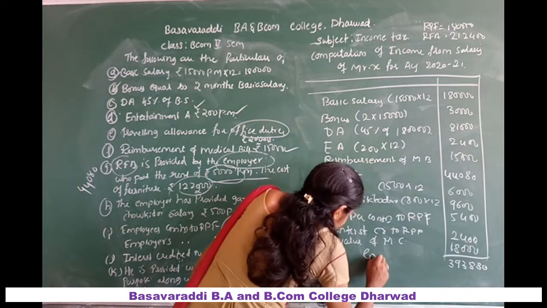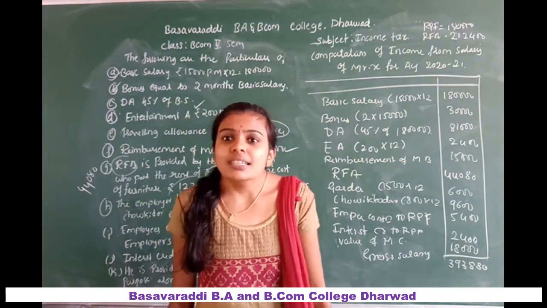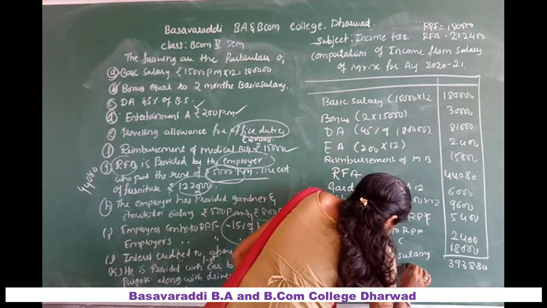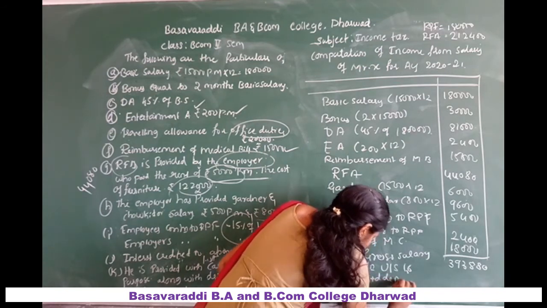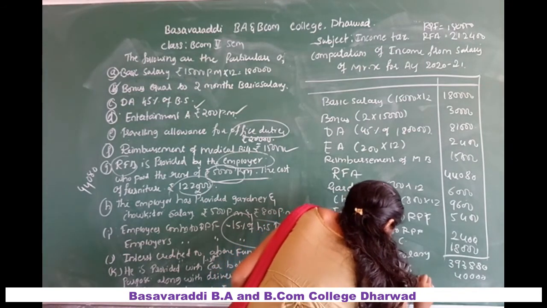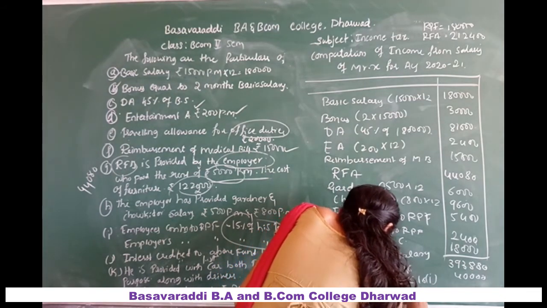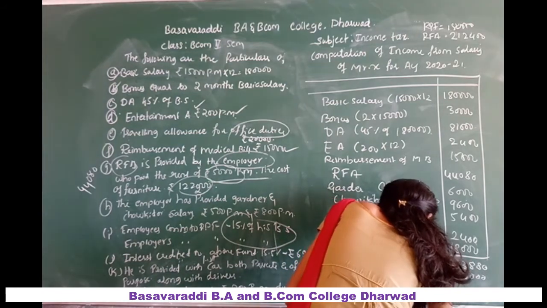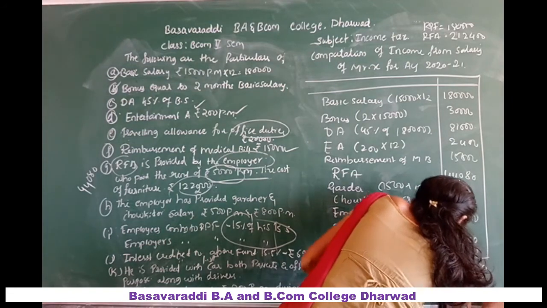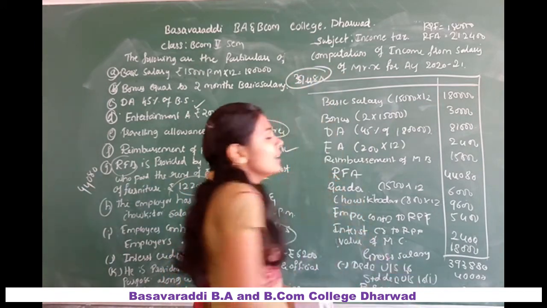Now the total is 393,880, which is the gross salary. Less deduction under section 16, that is standard deduction 40,000. Professional tax under section 16(2), that is 200 into 12, 2,400. Now the total minus deductions, 351,480 is the income from salary.